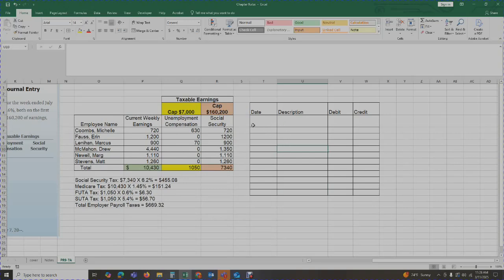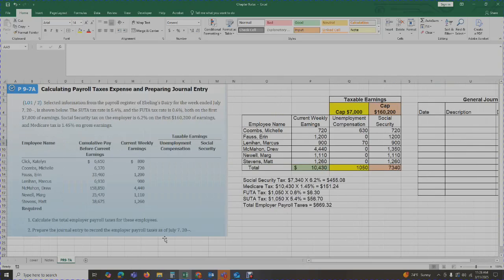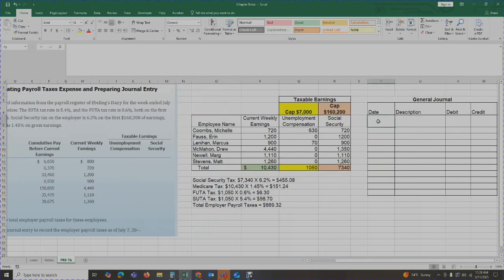Okay, so we're going to begin with, and let me put here, general journal. We're going to start off with the journal entry. Let's see what it says over here that we have to record. Requirement 2, we're going to prepare a journal entry to record the employer payroll taxes as of July the 7th. So my entry is dated July the 7th.